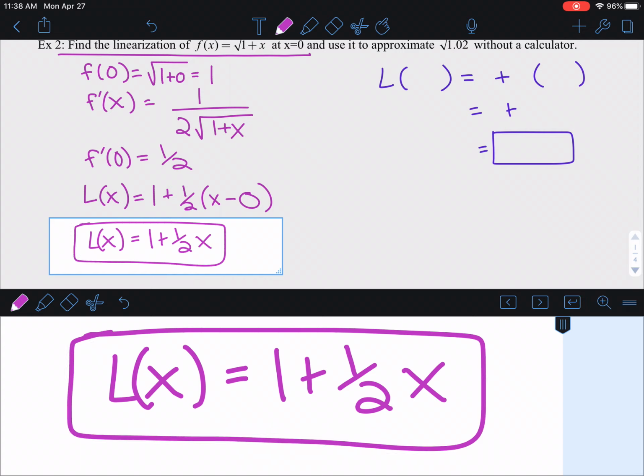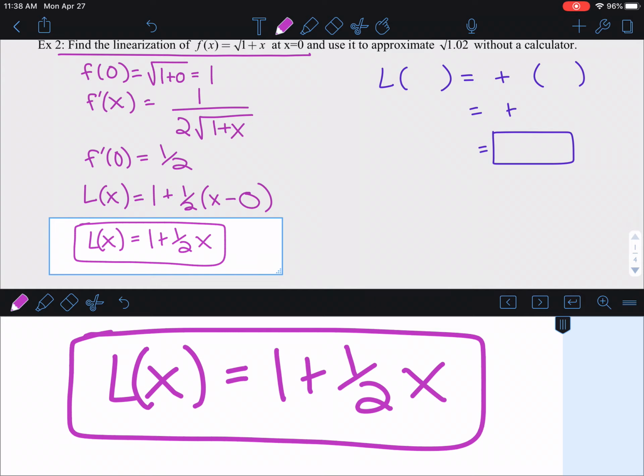Okay, so that's the first part of the question, right? This is something we should all be able to do. Find the equation of the tangent line. If you're writing it in point slope form, you're getting the y by itself, and you're just replacing it with this function named L of x.